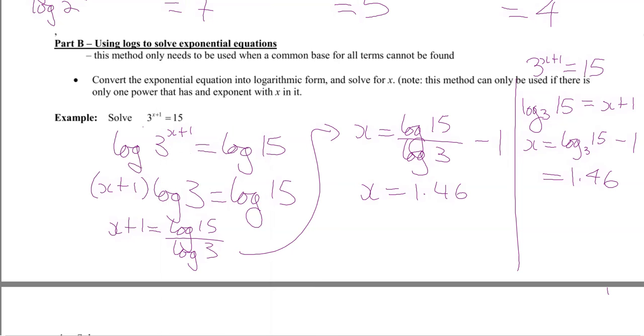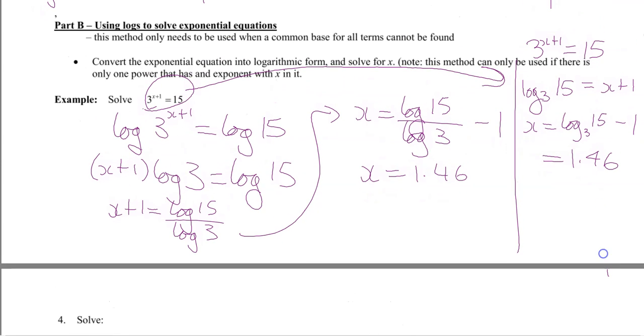So you can do it this way. Take the log of both sides, use the power rule to move that in front, divide both sides, and isolate your x. Or take this expression, rewrite it in log form, and then just work it out. Your choice. I know which way I would choose. I'd probably do it this way.